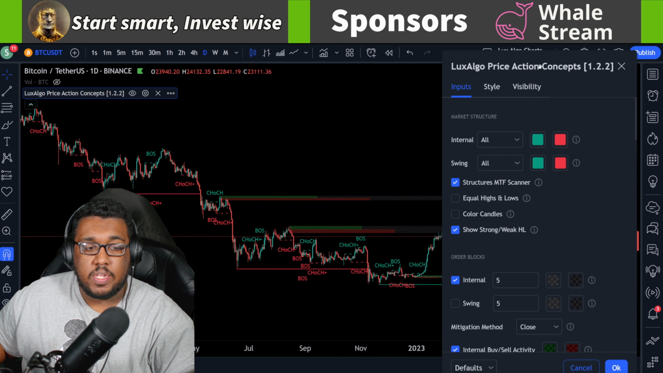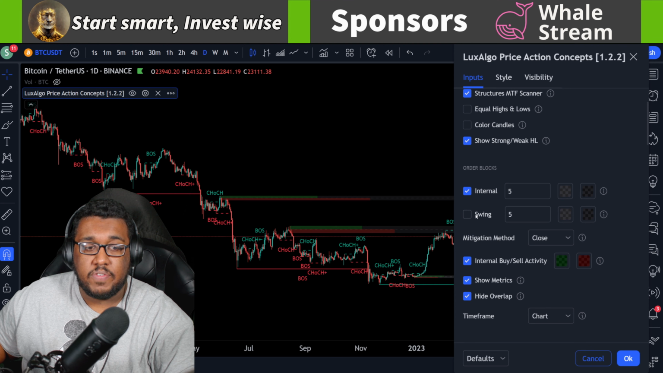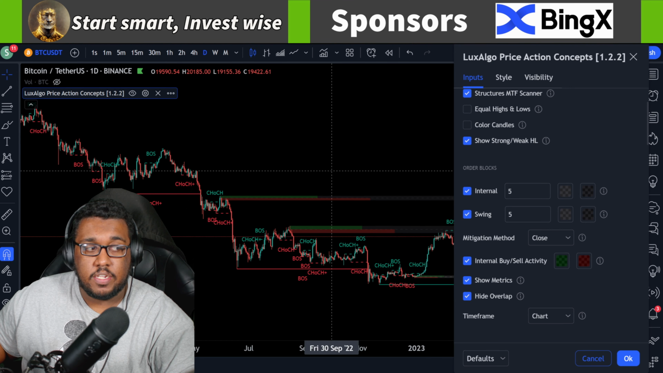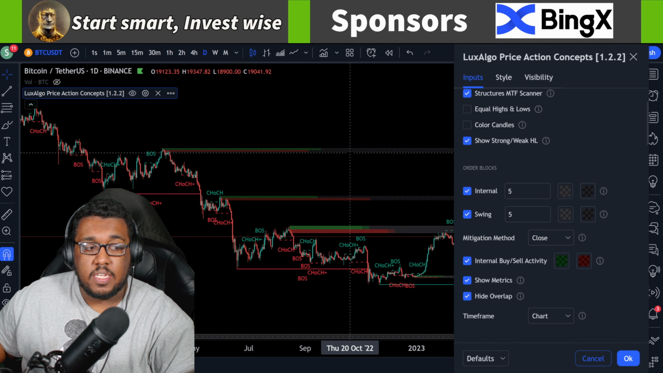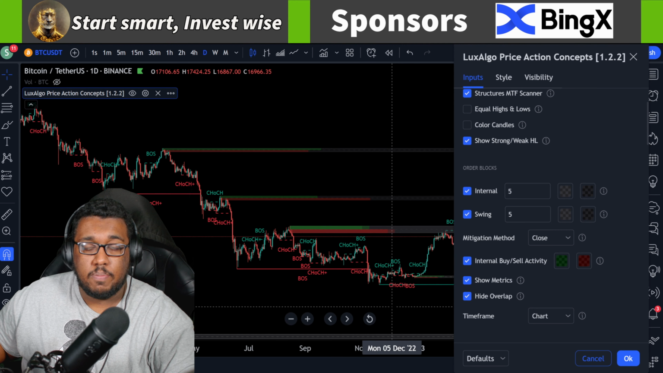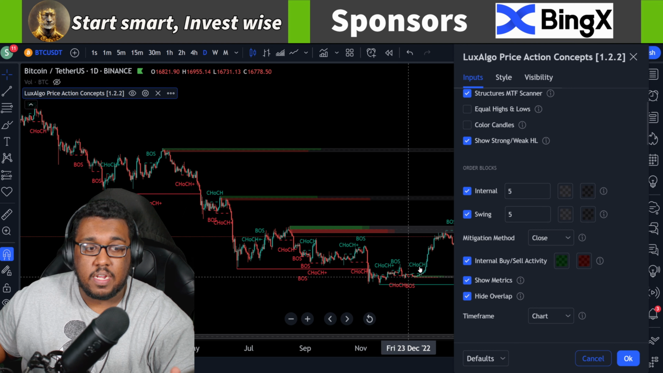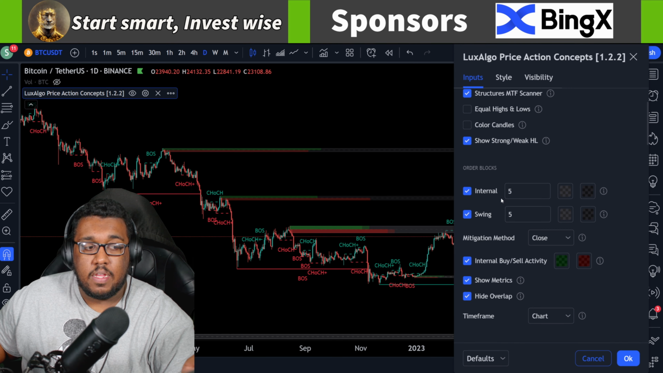Now, when we go over here, you're going to see that this is actually turned off as far as the swing order blocks are concerned. If I were to add the swing order blocks right now, you're going to see a whole swath more order blocks come up. Some down here and some even way down below the chart, because this is a longer term order block method, okay? Now, I will actually keep all of them on. I'm going to keep all the internal ones on and all the swing ones on.